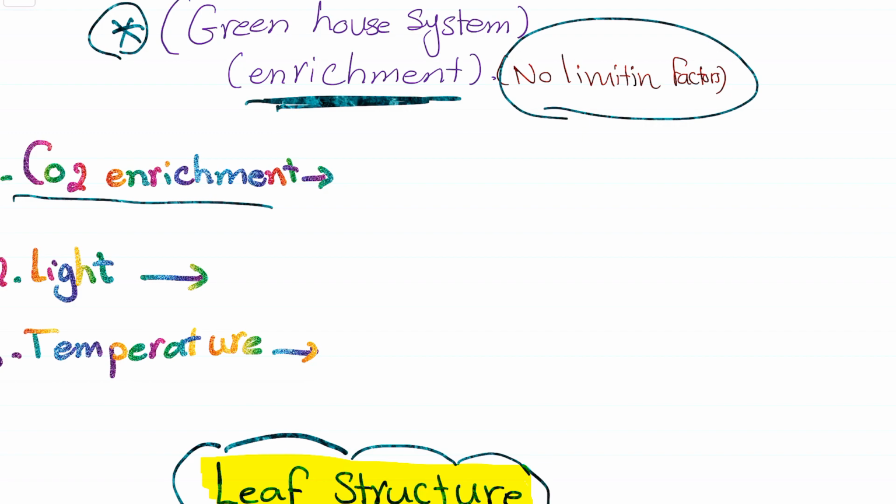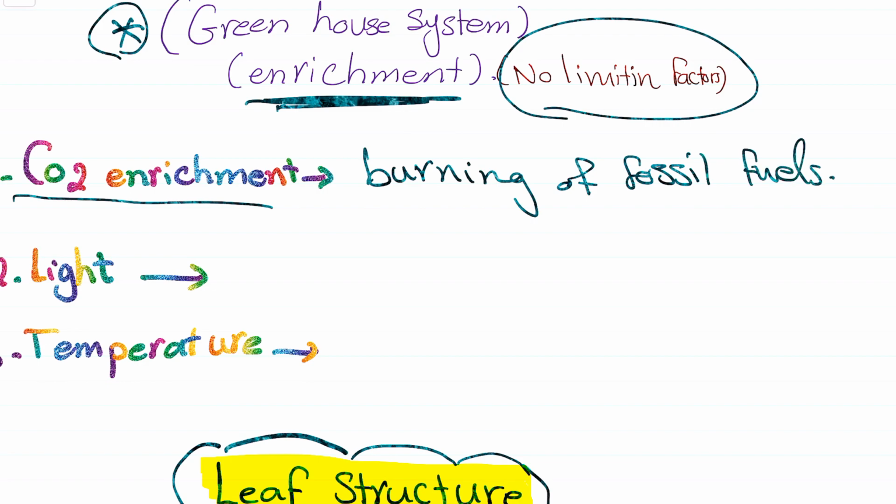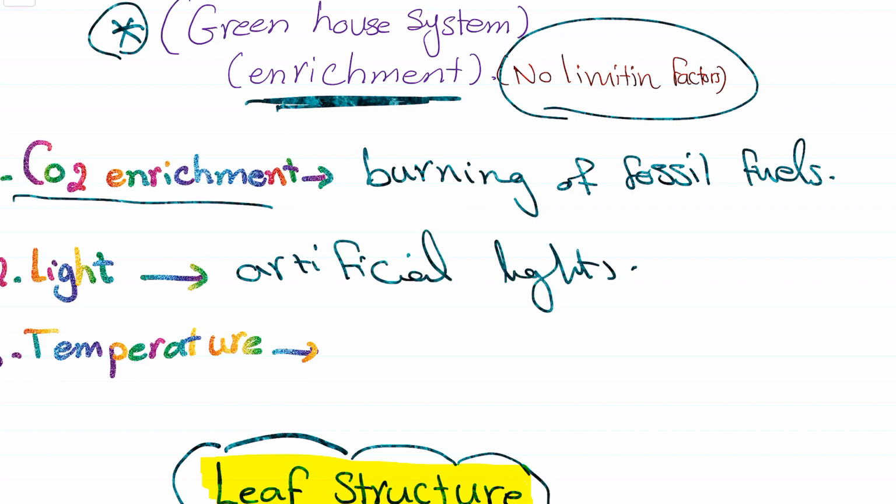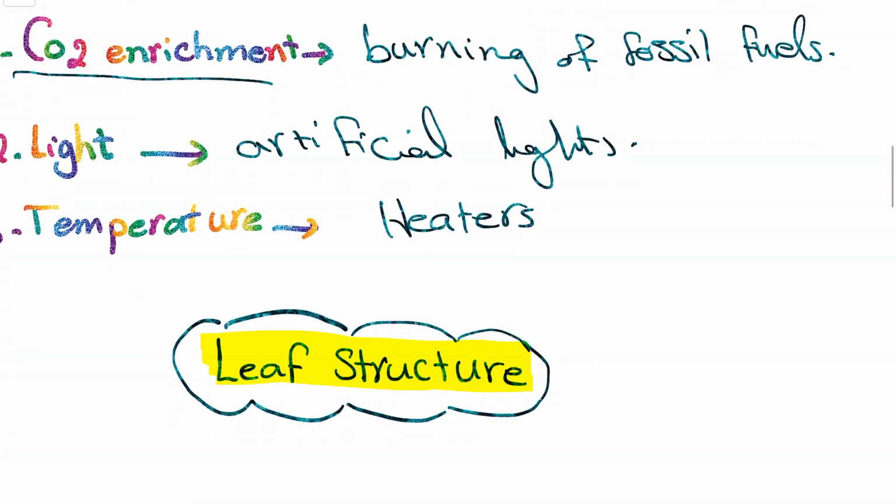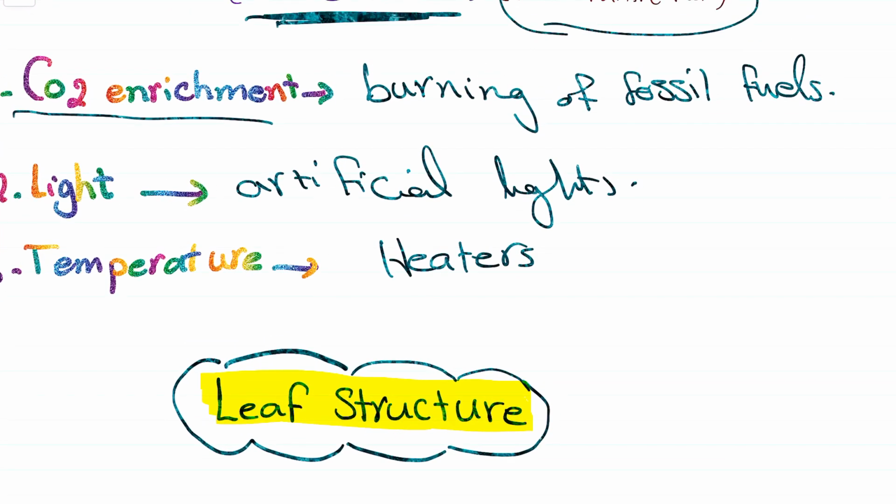How can we supply the greenhouse system with carbon dioxide? By burning of fossil fuels. So carbon dioxide is found in high percentage. Light: during the day we don't have any problem because we have sunlight, but during night we have artificial lights. Temperature: using heaters to adjust the temperature according to the rate of photosynthesis. So these are the limiting factors.